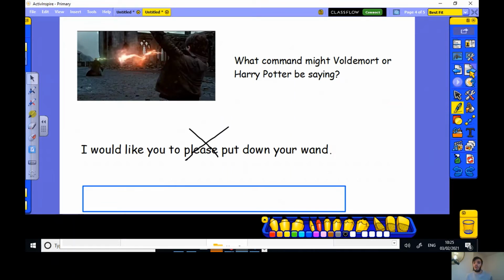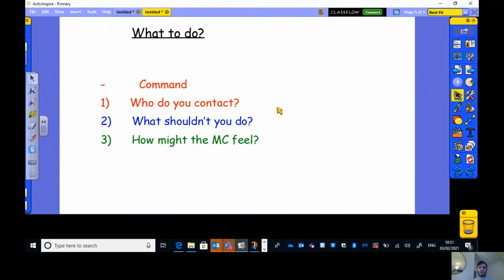We are now going to be writing using some of these commands in our book. Before I start writing, I just want to share our steps to success today. The 3 things you're going to follow to write the ending of the what to do section of our missing persons poster. Using our commands, part 1, who do you contact? 2, what shouldn't you do? What should you not do? And 3, how might the main character be feeling? How might the girl be feeling?